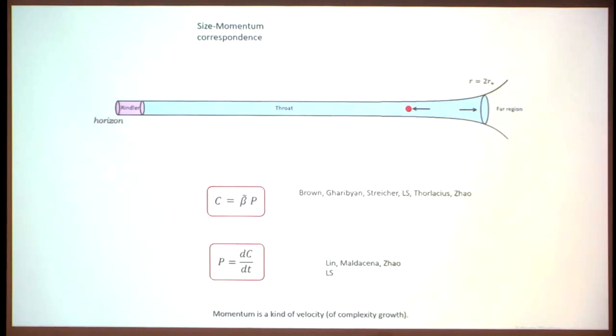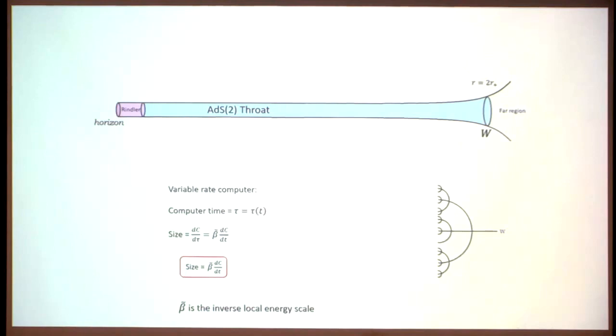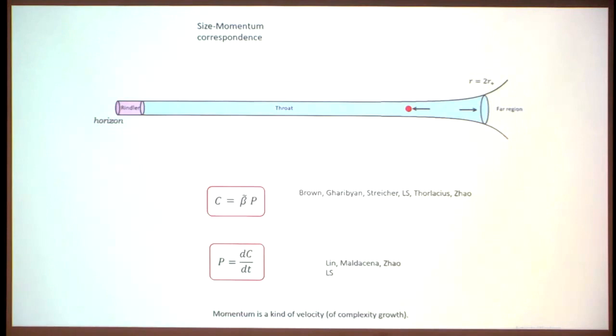Go back a step, look at that. Size is equal to beta tilde P, and go back, size is beta tilde dC/dt. If you combine those two and do a little bit of difficult algebra, you will find that dC/dt is nothing but the momentum. Now, I couldn't prove any of this, this was a guess. However, this equation, P equals dC/dt, was proved or argued for in a far more rigorous version of similar things by Lin, Maldacena, and Zhao.